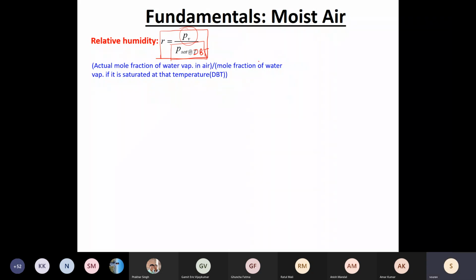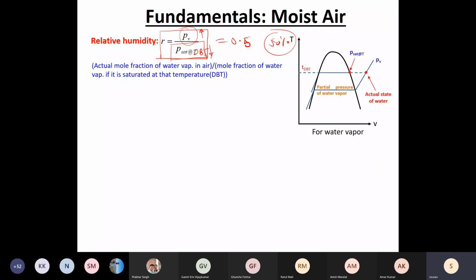Now, what are the ways by which you can attain RH equals 100%? Let's say initially you have 50% RH, 0.5, and I want to make it 100%. There are two ways. Either you increase the numerator, that is, you add some moles of water vapor in air, or you reduce the dry bulb temperature so that the denominator reduces.